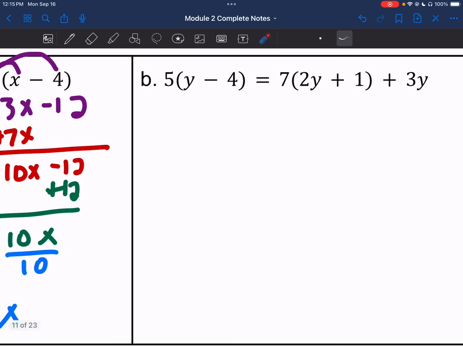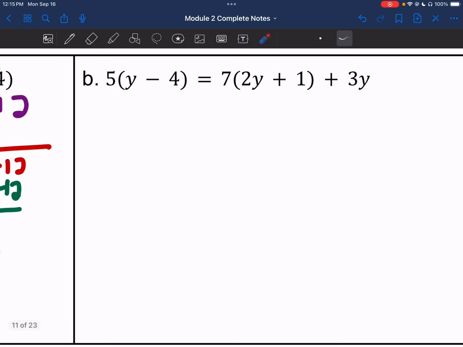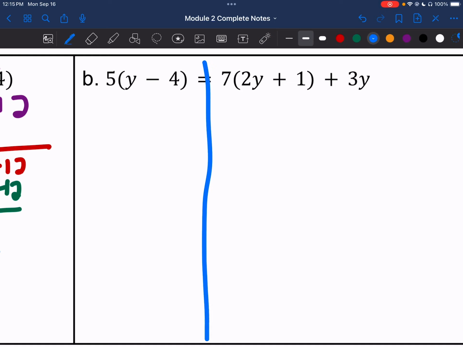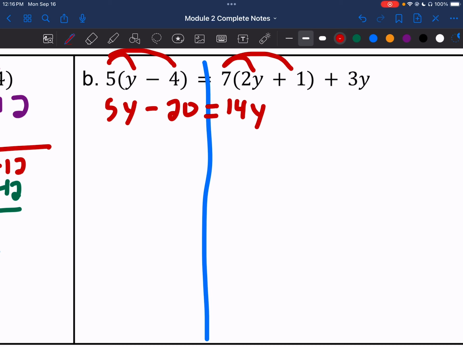All right, letter B. I'm going to start off with my dividing line. As I look at this, I have distribution I have to do, but then I also see there's some extra terms off to the side here that I'm not going to forget about. So first thing, let's do the distribution. So we have 5y minus 20 is equal to 7 times 2 is 14y. 7 times 1 is 7 plus 3y.